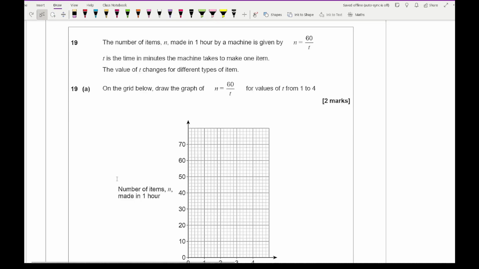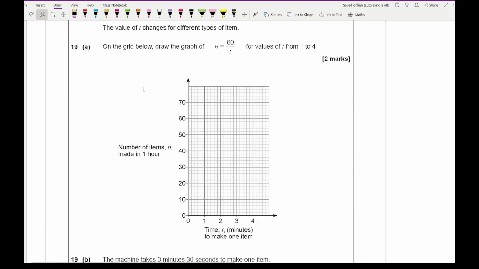Then moving on to question 19, it says the number of items n made in 1 hour by a machine is given by n equals 60 over t, where t is the time in minutes the machine takes to make one item. The value of t changes for different types of item. On the grid, draw the graph of 60 over t for the values of 1 to 4.